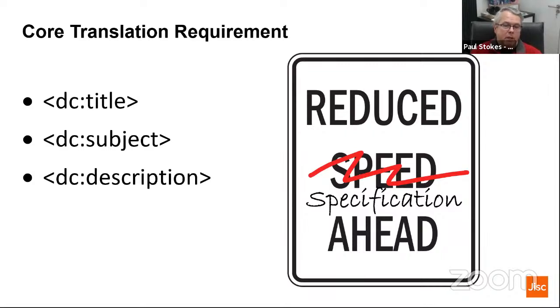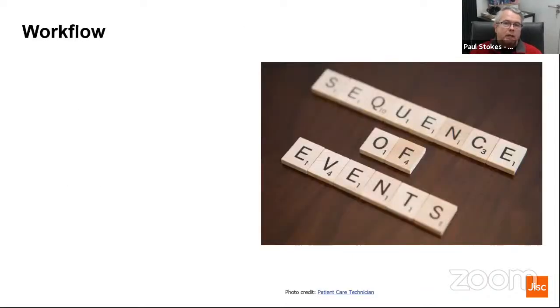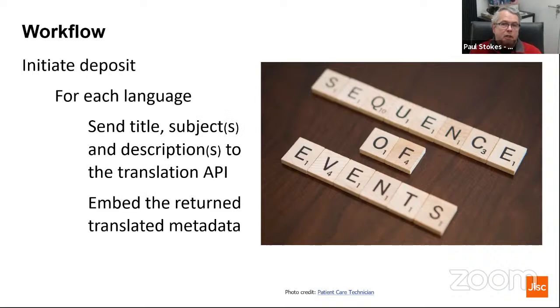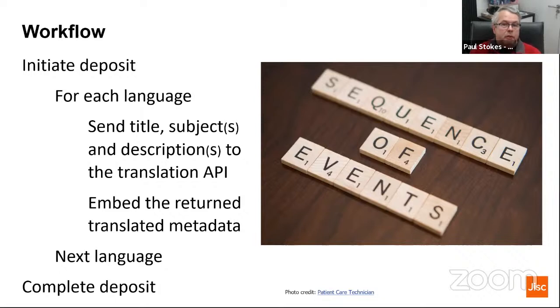again, potentially multiple entries. The next question I considered was when any auto translation should take place. In order to maximize any multilingual impact, the translated elements need to be available from the point of deposit before any discovery harvesting has taken place. Hence, it has to be built into the deposit workflow. So this gives a simplistic workflow as follows. Initiate the deposit, and for each language, send a title, subject, and descriptions to the translation API. Embed the returned translated metadata, repeat for all languages you're going to translate, and then complete the deposit.